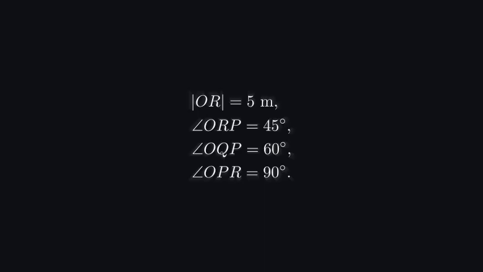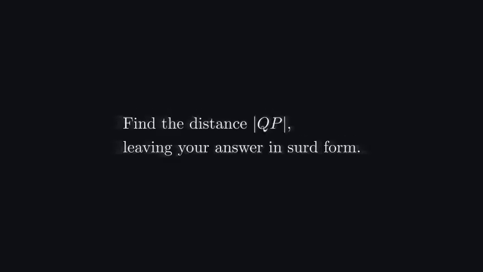We are given that OR equals 5 meters, angle ORP is 45 degrees, angle OQP is 60 degrees, and angle OPR is 90 degrees. We are asked to find the distance QP, and the answer must be left in surd form.